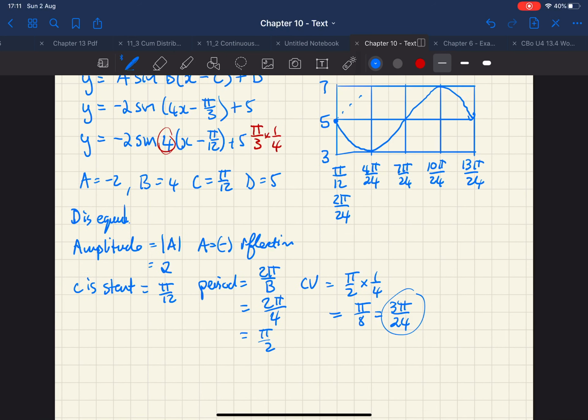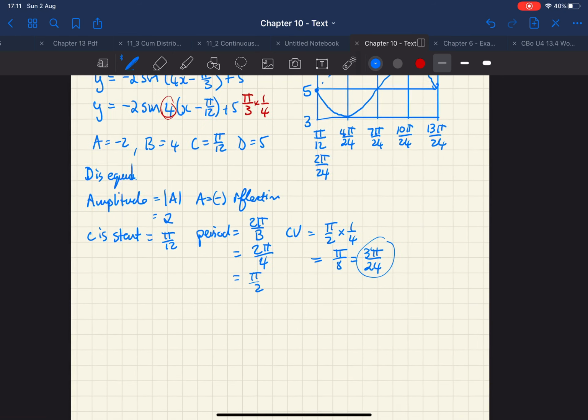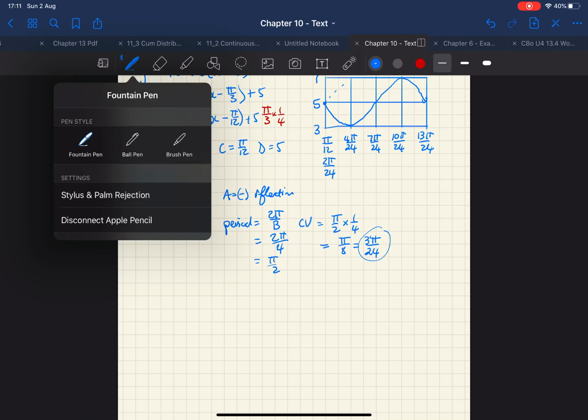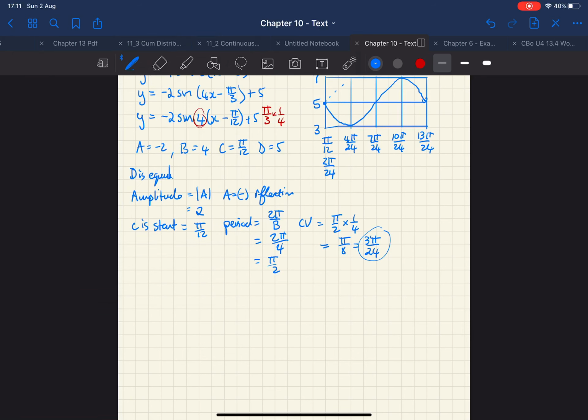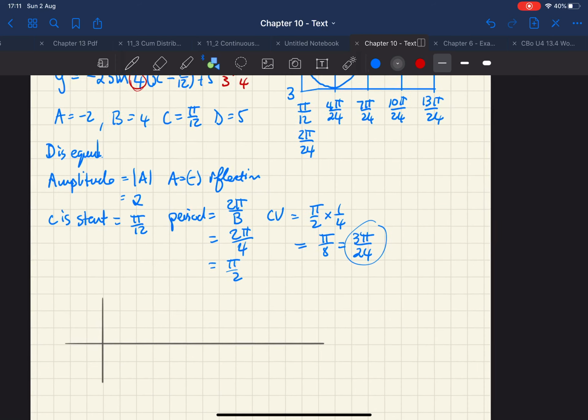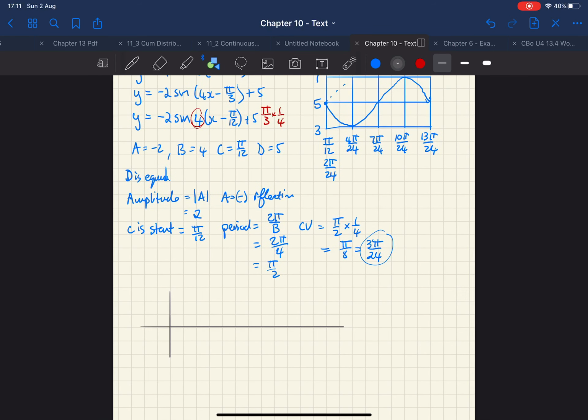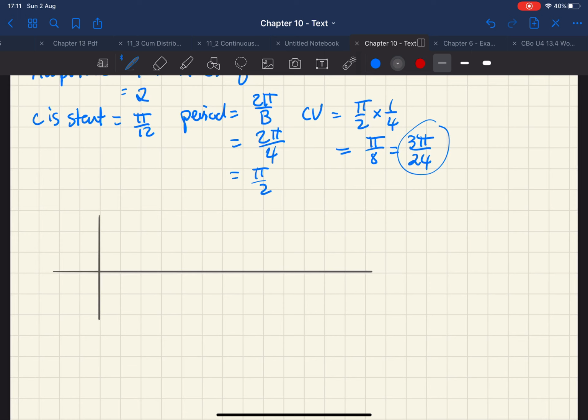I've drawn my graph. I know what everything is now. No, I haven't drawn it. I need to go and draw it now. To draw that, I'm going to use a ruler. I'm going to start there. Let's do it all the way down here. And I'm going to say, I start with pi over 12. So each one of these is pi over 12.